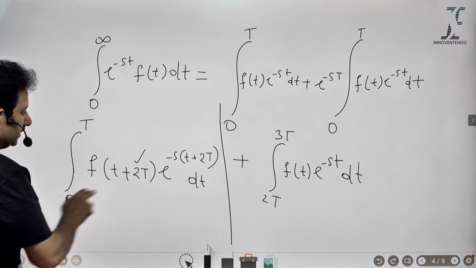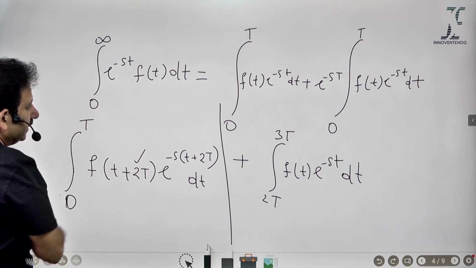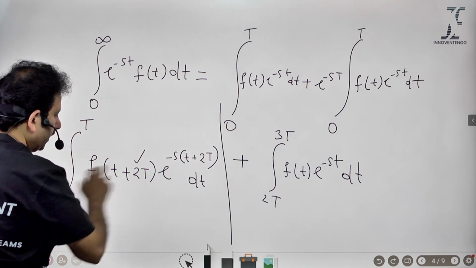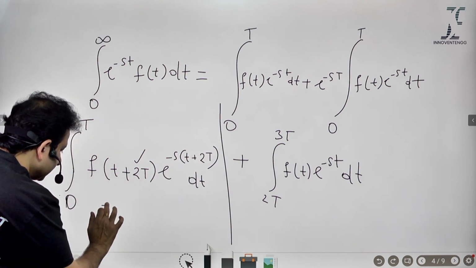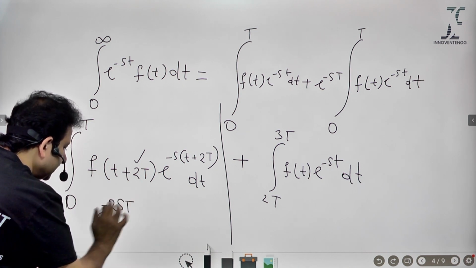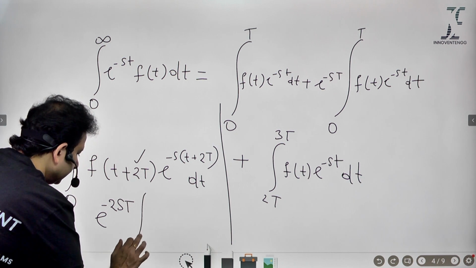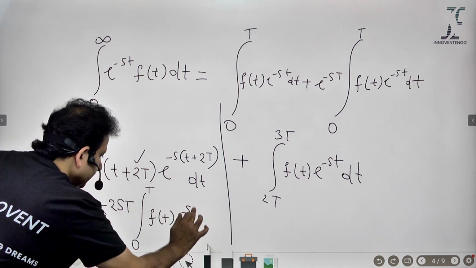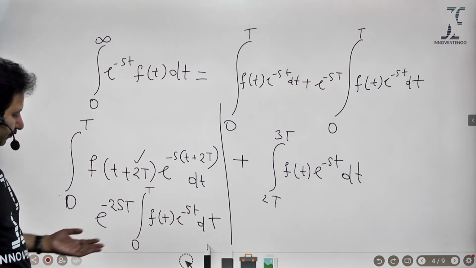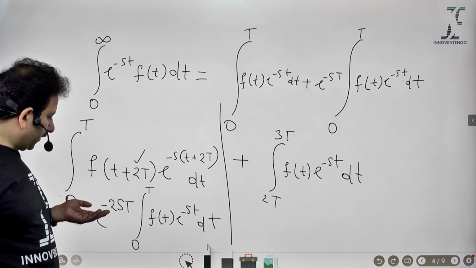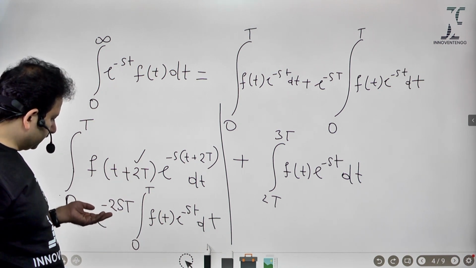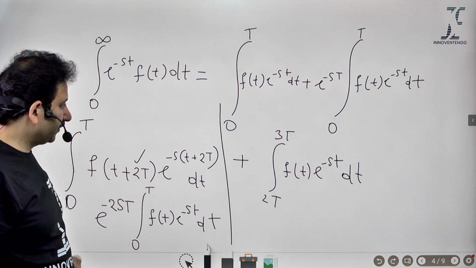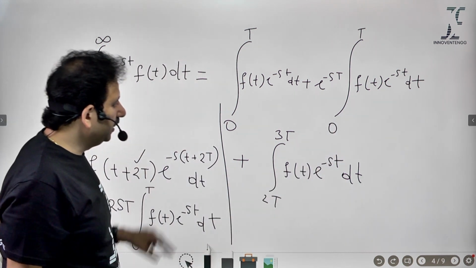In order to retain the same integrand, we will have to take e power minus s 2T outside. So I can rewrite it as e power minus 2sT times the integral from 0 to T of f of t e power minus st dt. See, for the second one you have got e power minus sT, and for this one e power minus 2sT. So this keeps growing by 1 every time, right? You have an infinite number of integrals. So how can I recast this?